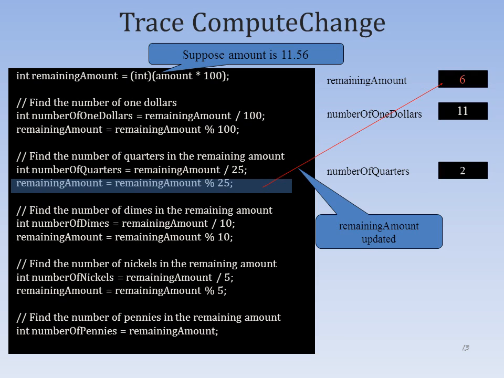We need to find the number of cents remaining, and again we can use the remainder operator with the 25 as a divisor, and we have 6 cents remaining. So from here we continue that process that just kind of repeats: dividing, remainder, dividing, remainder.